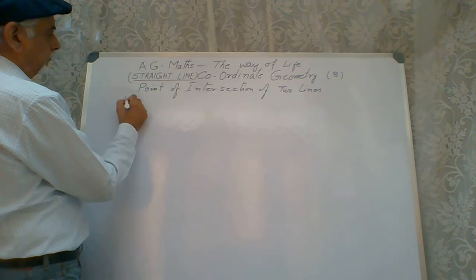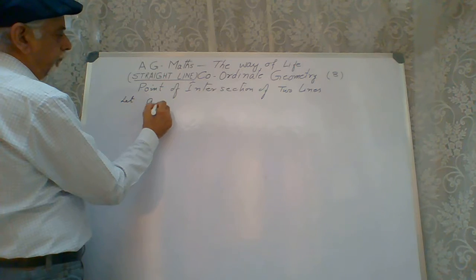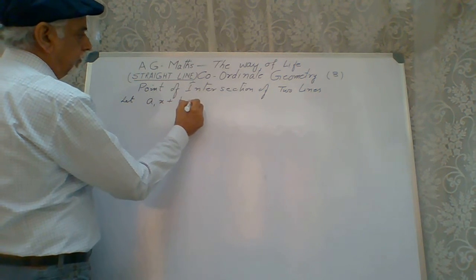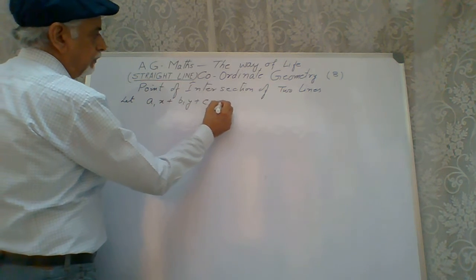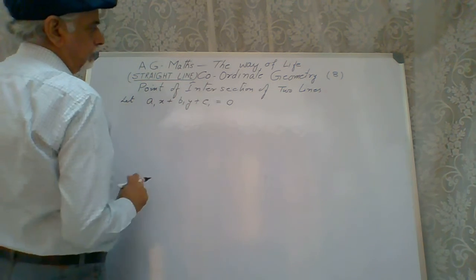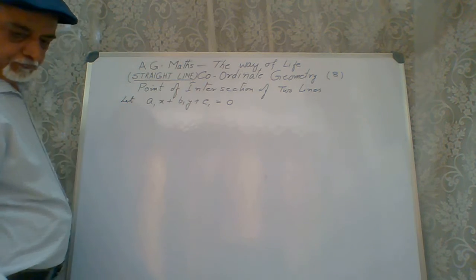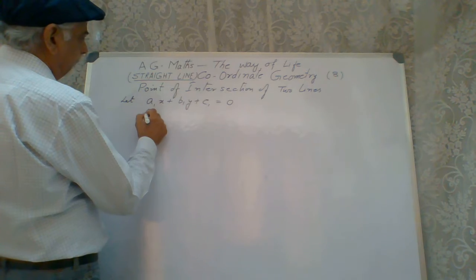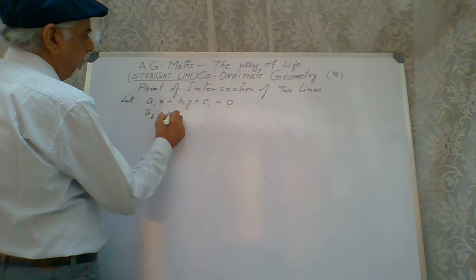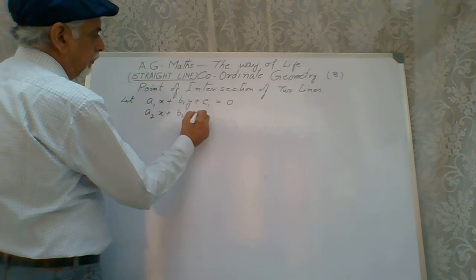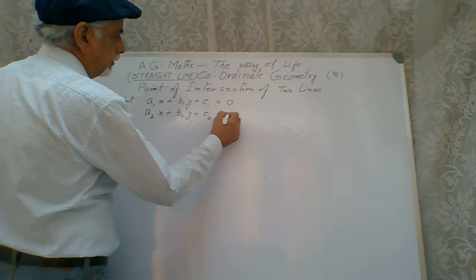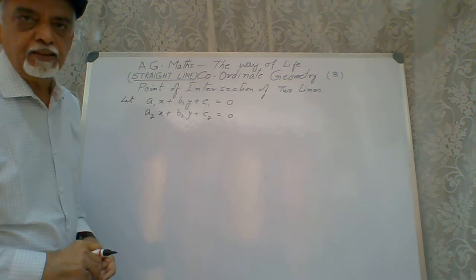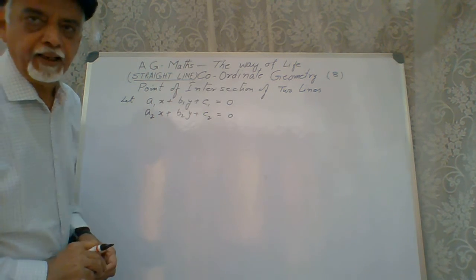Let a1x plus b1y plus c1 is equal to 0 be one of the equations, right? And we have another equation, a2x plus b2y plus c2 is equal to 0. These are the two general equations of straight lines I have just taken.